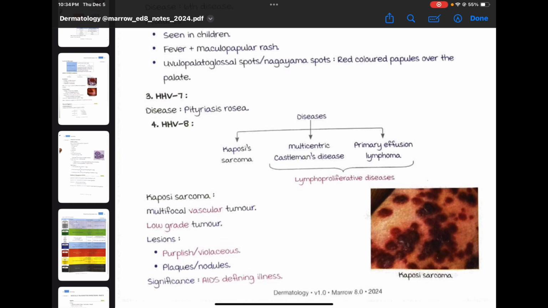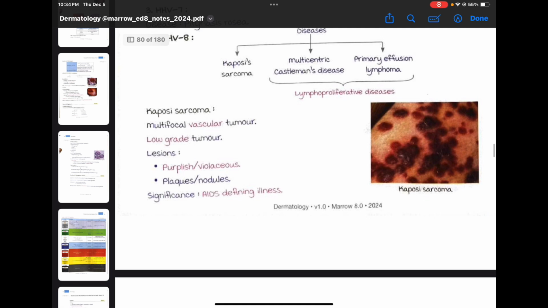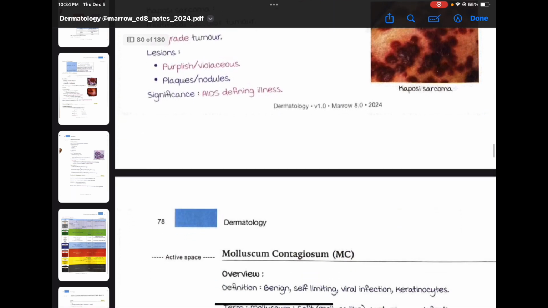Diseases in human herpes virus 8: Kaposi sarcoma, multicentric Castleman's disease, primary effusion lymphoma. Multicentric Castleman's disease and primary effusion lymphoma are lymphoproliferative diseases. Kaposi sarcoma: multifocal vascular tumor, low-grade tumor, lesions purplish, violaceous plaques, nodules. Significance: AIDS defining illness.